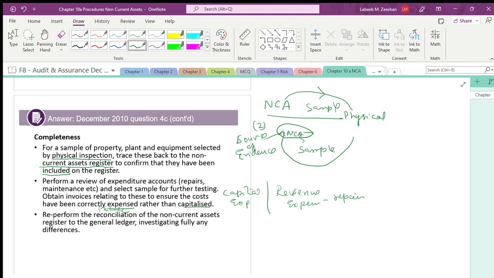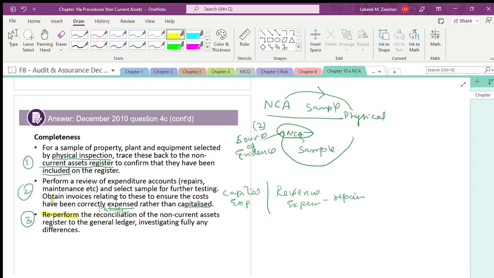Reperform the calculations for the accuracy. As simple as that, from the non-current assets to the general ledger. If you are coming across any differences. What is the first one? First one, we are going from the non-current asset register to the physical inspection. Second one, we are talking in terms of capital expenditure and revenue expenditure, and the revenue expenditure should be expensed to the income, profit and loss account. The third one, what you are doing? You are talking in terms of reperformance.